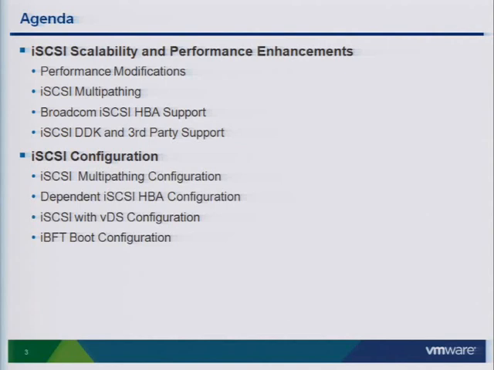I was going to cover a handful of things today. Just going to quickly go over some of the improvements we made for 4.0 and 4.1. That includes some performance modifications, mostly things that were in 4.0. So if you're using 4.0 already, you're familiar with them. In particular, iSCSI multipathing. It's going to cover some of the additional Broadcom iSCSI HBA support that we've added for 4.1, as well as some of the DDK and third-party vendor support, including the Dell EqualLogic multipathing package that they provided. I'm going to go through a bunch of iSCSI configuration setups.